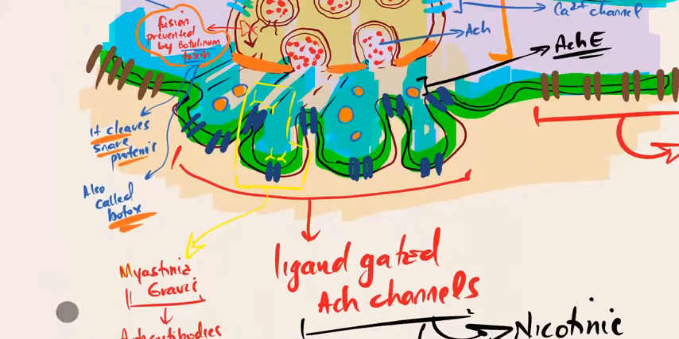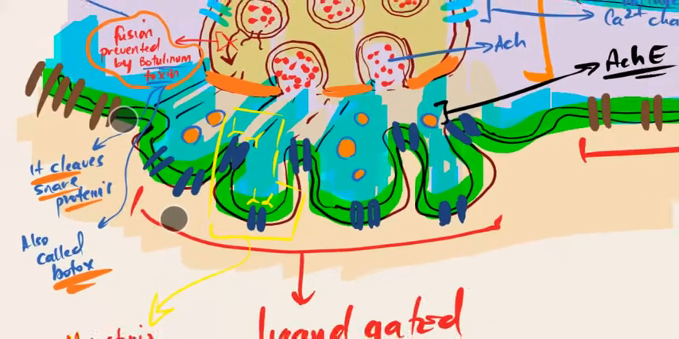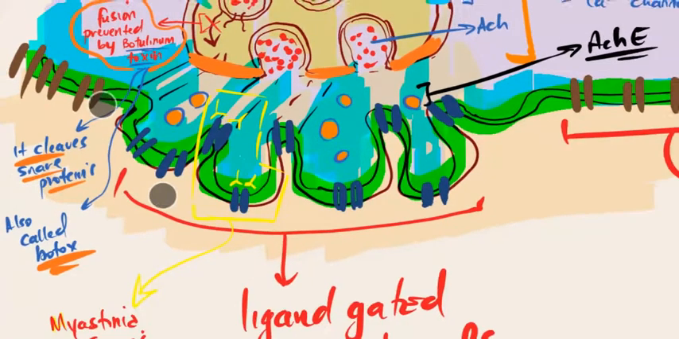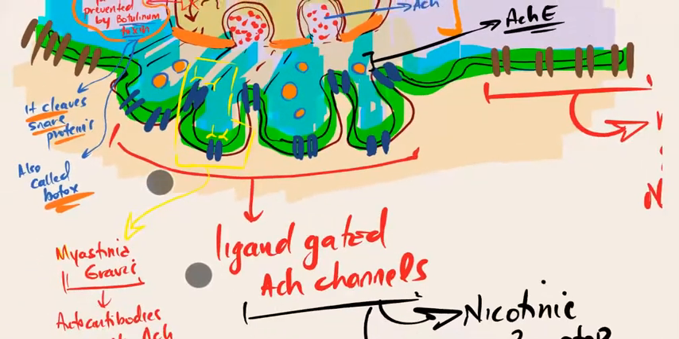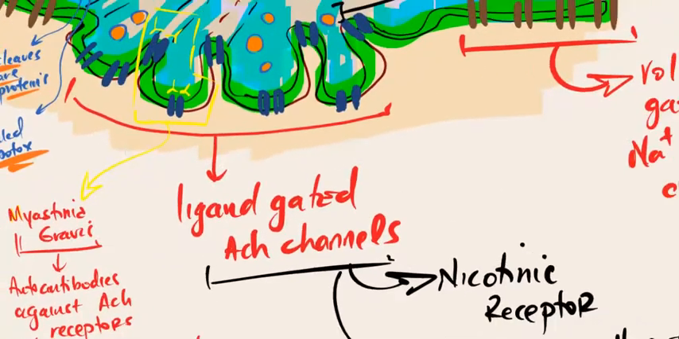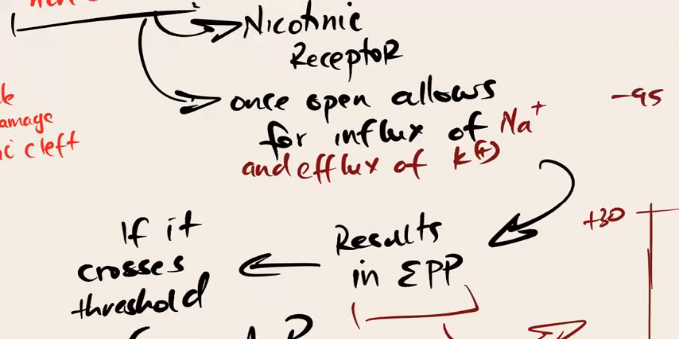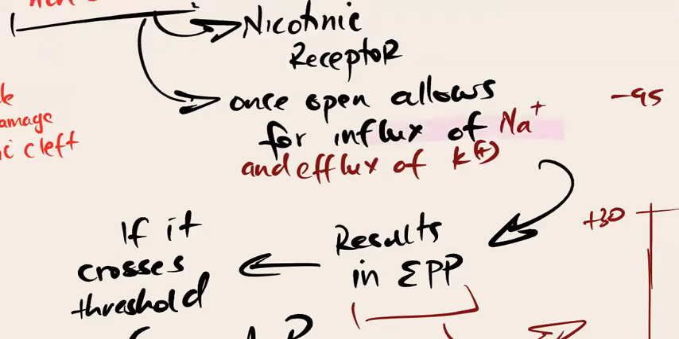Okay. So once the acetylcholine is released, the acetylcholine is going to act on the nicotinic receptors, the ligand-gated acetylcholine receptors. Once it opens, it causes the influx of sodium and the efflux of potassium.